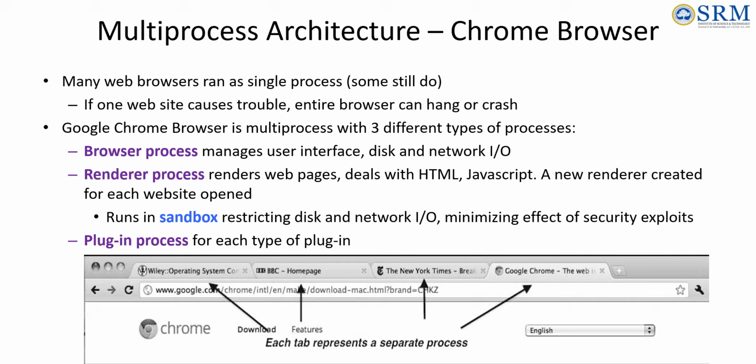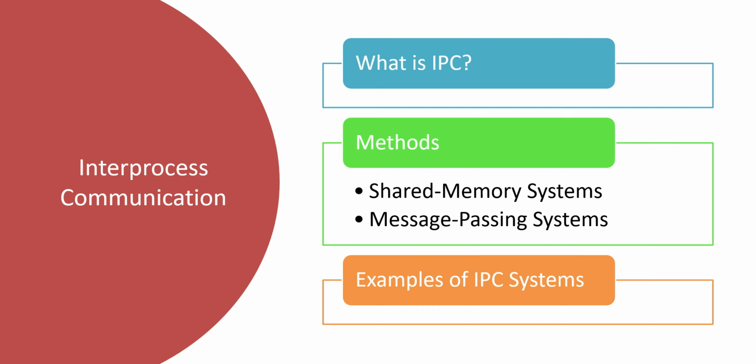This also provides an important security advantage. The renderer process can run in a sandbox. So its access to resources such as the disk and network can be restricted. There can also be separate processes for different types of plugins. So Chrome is a good practical example of why operating systems need to manage multiple processes. And when these processes need to exchange information, we need inter-process communication.